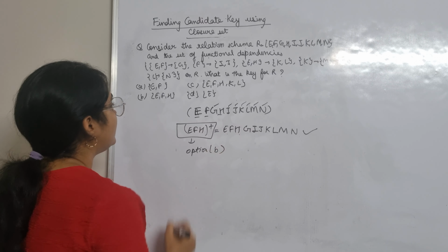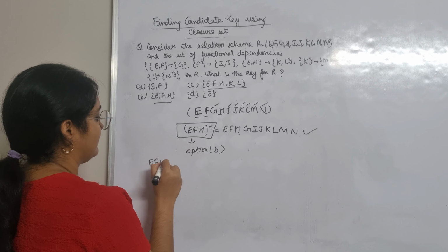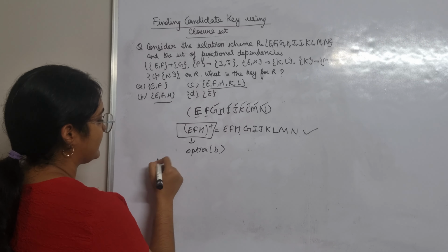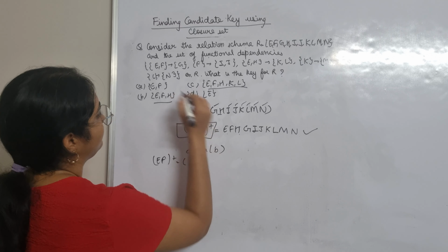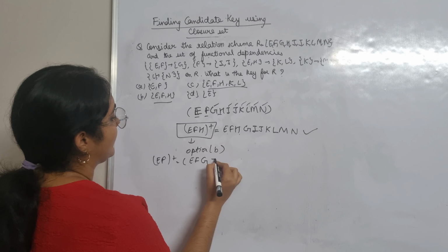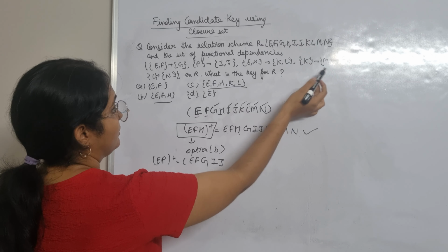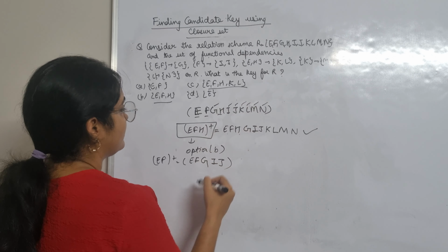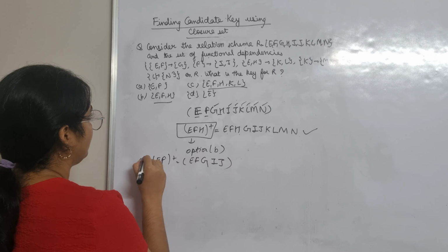Now if you look clearly, you can also see that you can find the closure of EFHKL. The other way of finding this is to go through all the options and see whose closure gives all the set of attributes. So find EF plus. EF gives G, F gives IJ. EH, H we don't have, K we don't have, L we don't have. So we cannot determine everything. So A is not the key.